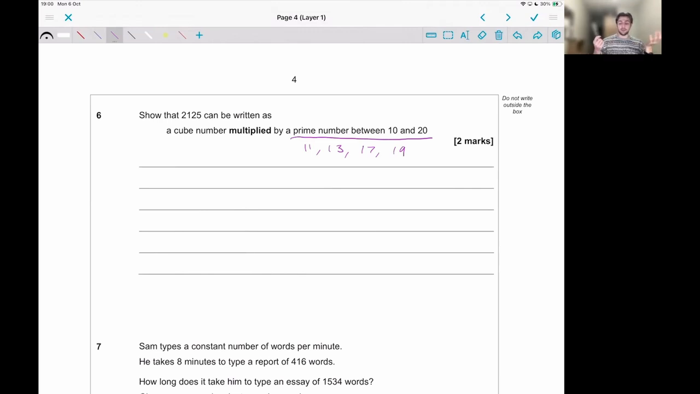We can't do that with 11 or 13 or 17 or 19. We could do it with 18, though. That's why that's not on that list, because 18 is 3 times 6. So that's why these are our only prime numbers. You can check the rest of them for yourself. So there's only 4 numbers we can choose from. And they need to multiply by some cube number to get 2,125?